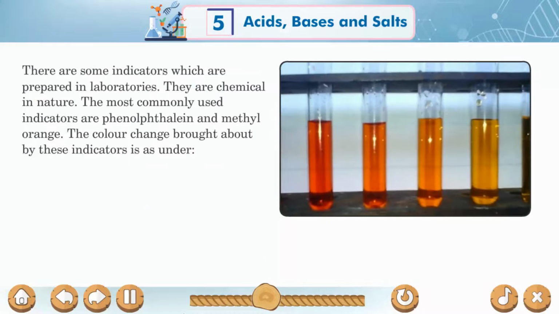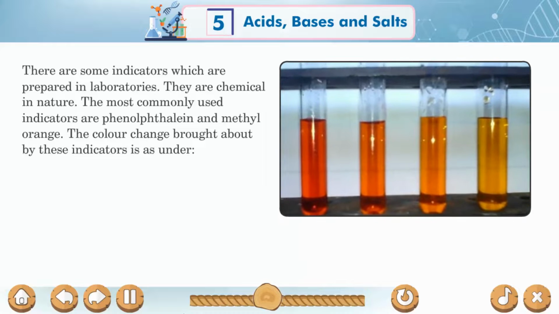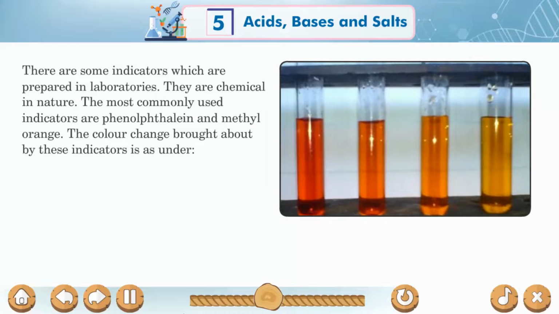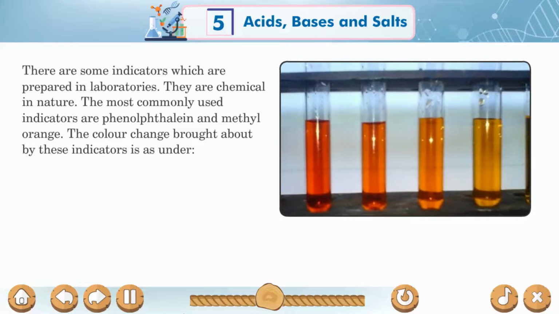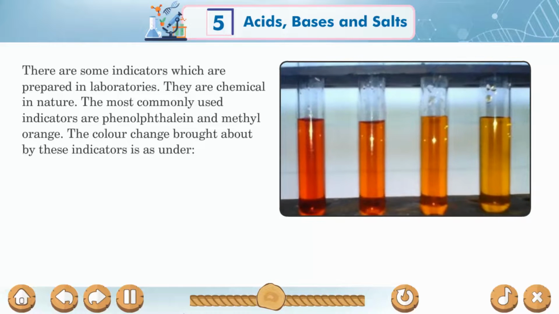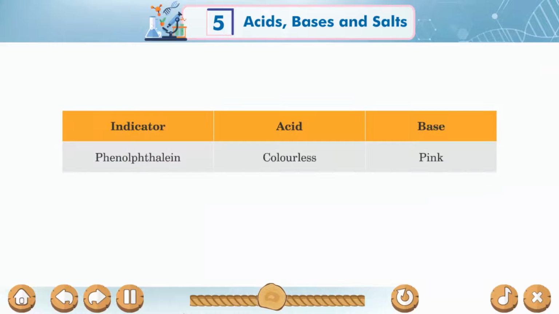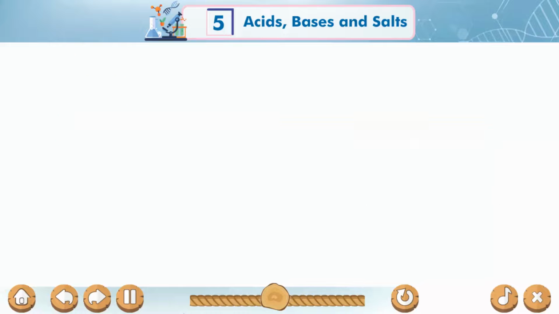There are some indicators which are prepared in laboratories. They are chemical in nature. The most commonly used indicators are phenolphthalein and methyl orange. The color change brought about by these indicators is as under. Phenolphthalein: colorless in acid, pink in base. Methyl orange: pink in acid, yellow in base.